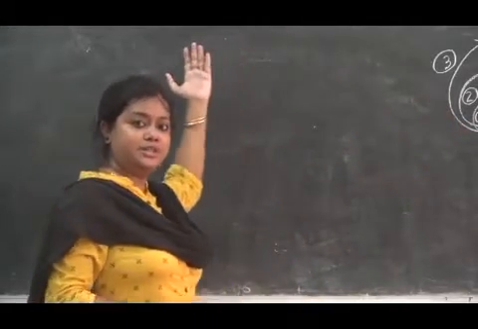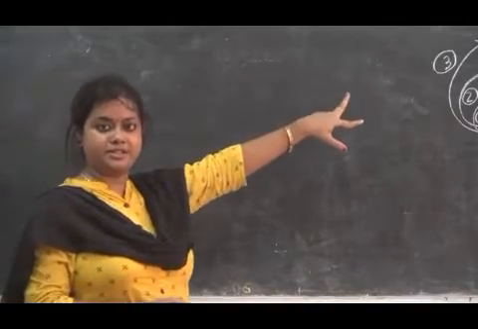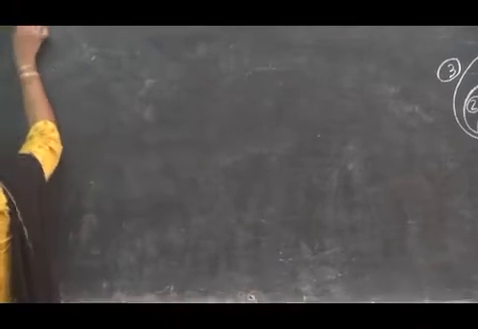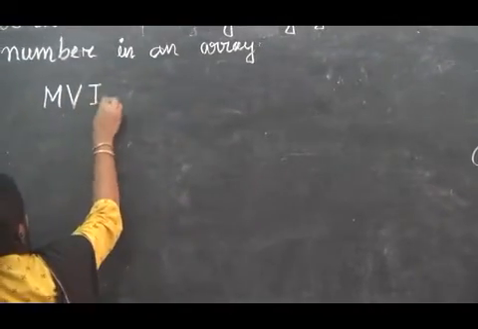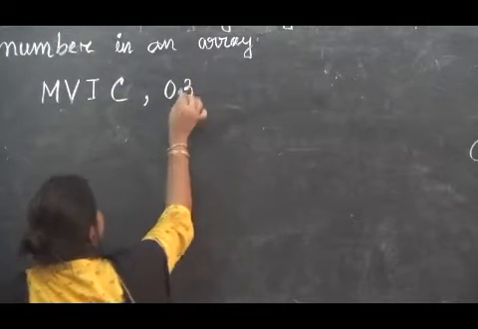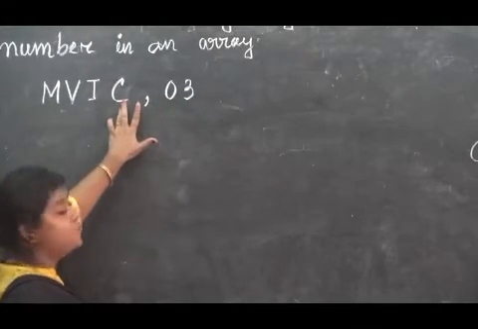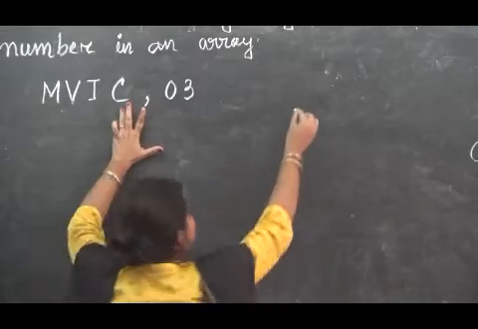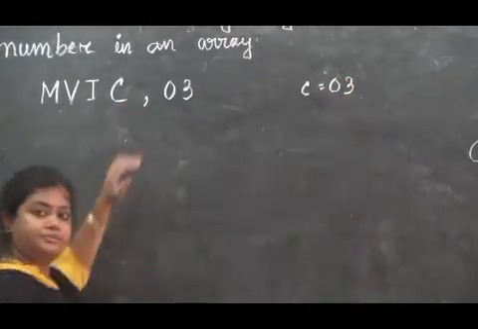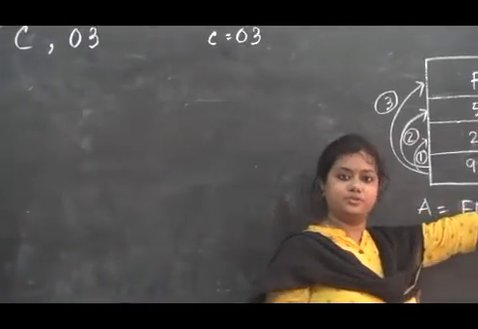So come to the programming. I said that there will be three comparisons. The counter will be register C. MVI C, 03 means move immediate data 03 to register C. So the value of the C register will be 03. Now we have to collect the data from 2050.